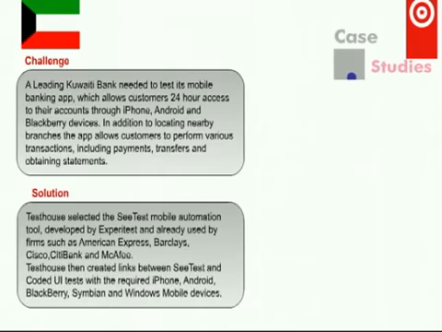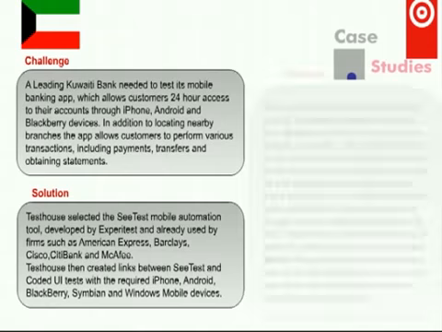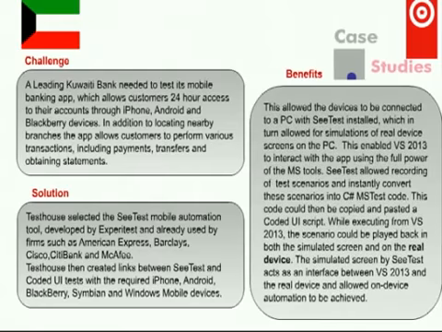We decided that the best tool to enable them to do this was the C-Test mobile automation tool, one of our other partners, and it's used widely across many banks. We then created links between C-Test and Coded UI Test with the required devices. This allowed the devices to be connected to a PC with C-Test installed, which in turn allowed for simulations of the screens on the PC. So Visual Studio 2013 could interact with this app using the full power of the MS tools.